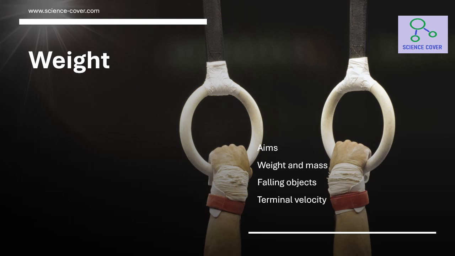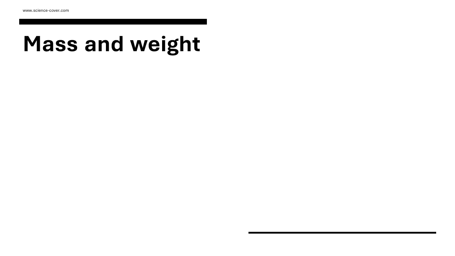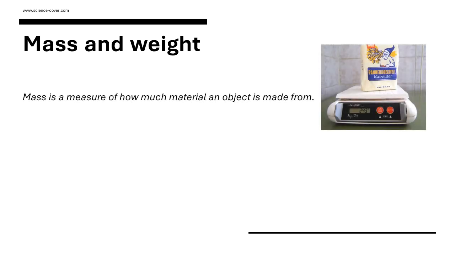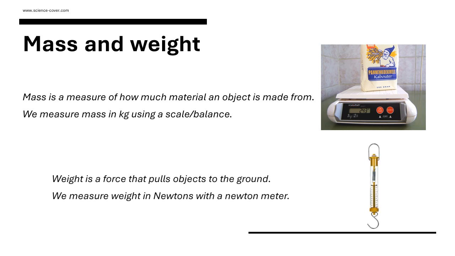Now let's look at the difference between weight and mass. A mass is a measure of how much material an object is made from. We measure mass in kilograms, and we can do this using a scale or a balance. Weight is a force that pulls an object down to the ground. We measure weight in newtons, and we would use a Newton meter.